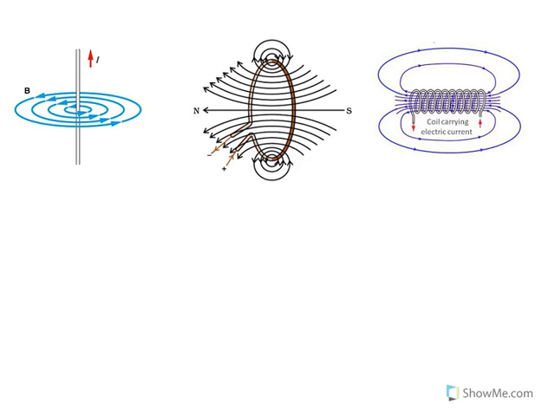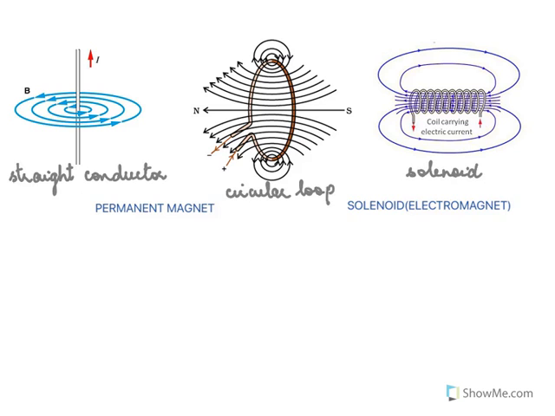Let's go ahead and summarize what we have learned. These are the three magnetic fields we have learned. The magnetic field due to a straight conductor, which was concentric rings. Then this was the magnetic field due to a current carrying circular loop, and this was the magnetic field due to a solenoid, which looks so much like that of a bar magnet.